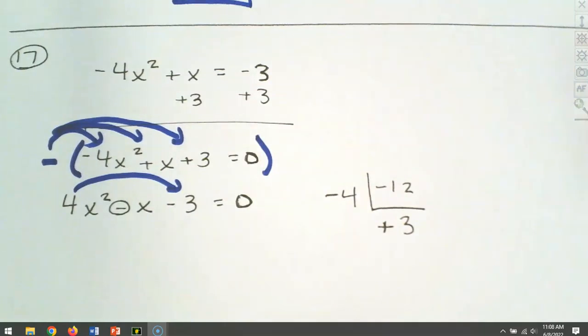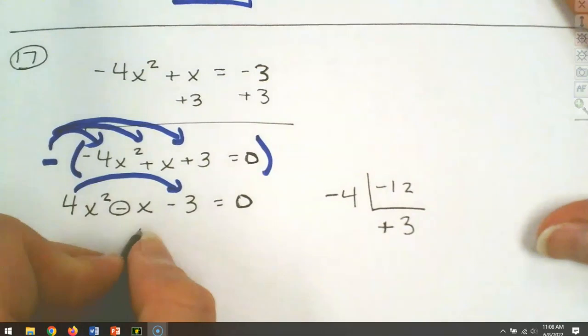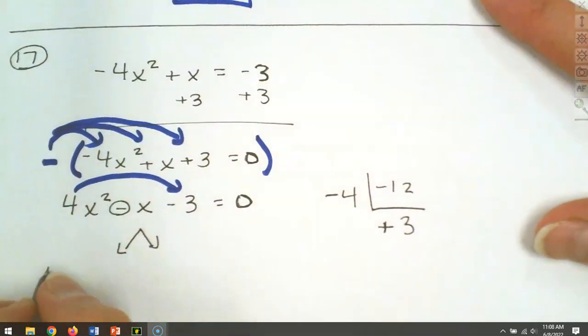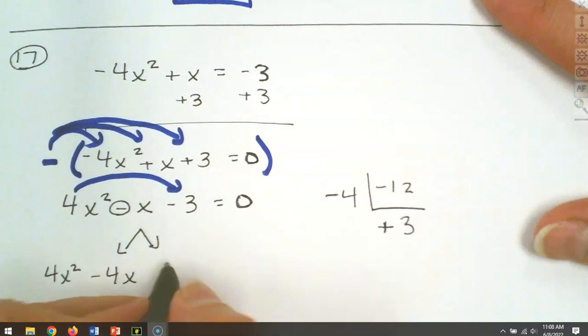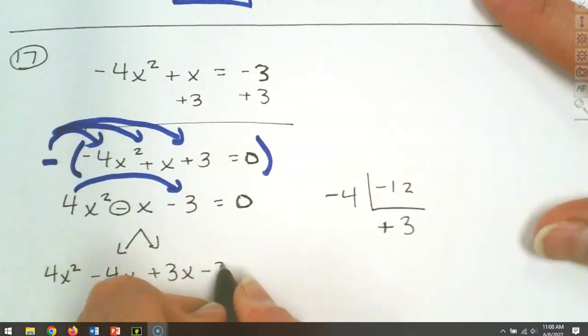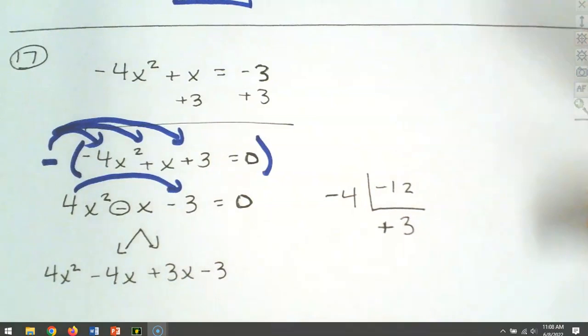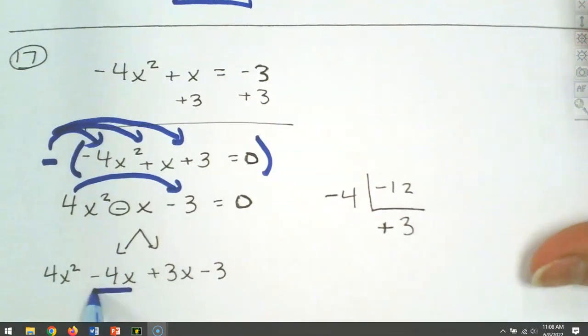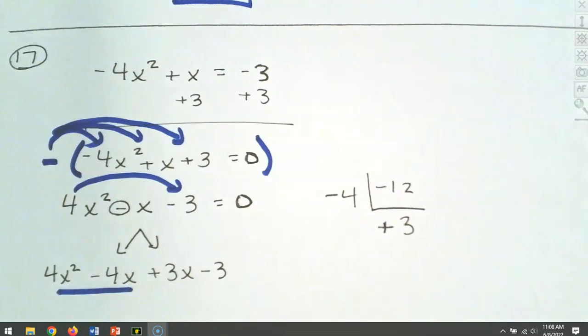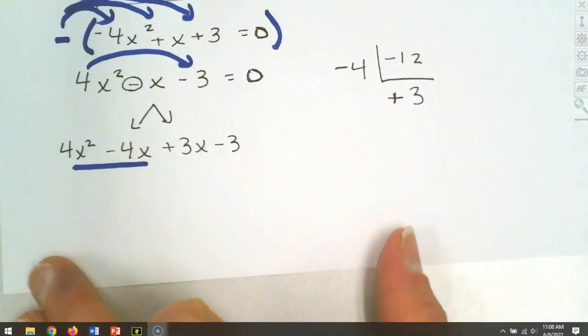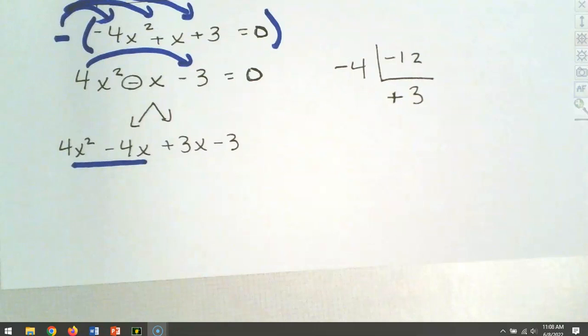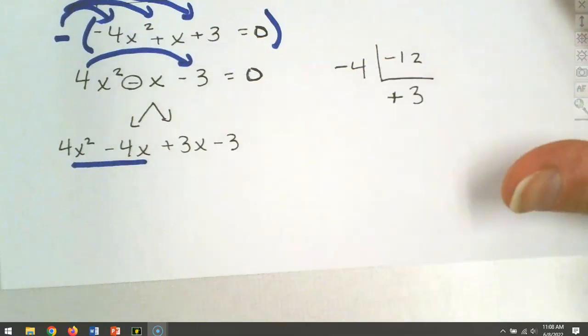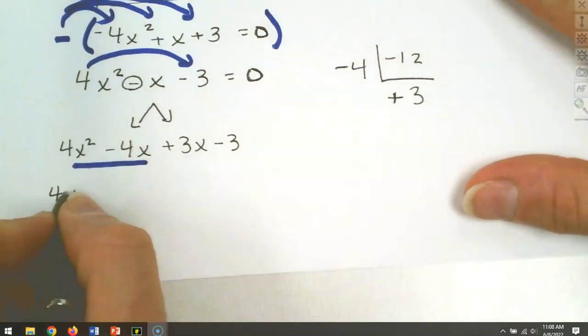Now we can't just jump to our factors. We have to split the middle up and factor by grouping. So 4x squared, we've got a minus 4x. We've got a 3x, and we've got a minus 3. What can come out of the underlined part here? Yep, 4x can come out. Okay. So that 4x can come out.